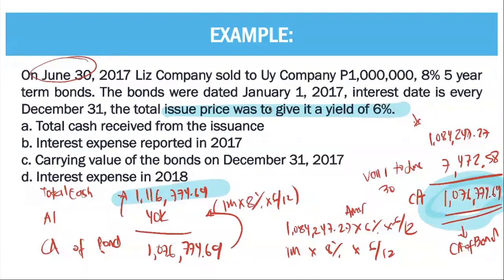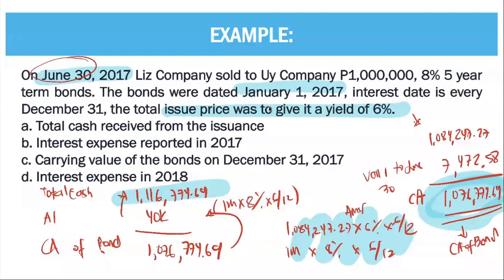Sir, why do we need to amortize it for half year? So, di ba dito napansin nyo nag-amortize tayo ng half year? Kasi June 30 yan. Tapos January 1. So, merong 6 months. Okay? May 6 months. So, ingat kayo pagka ganito yung problem. Also, amortize.